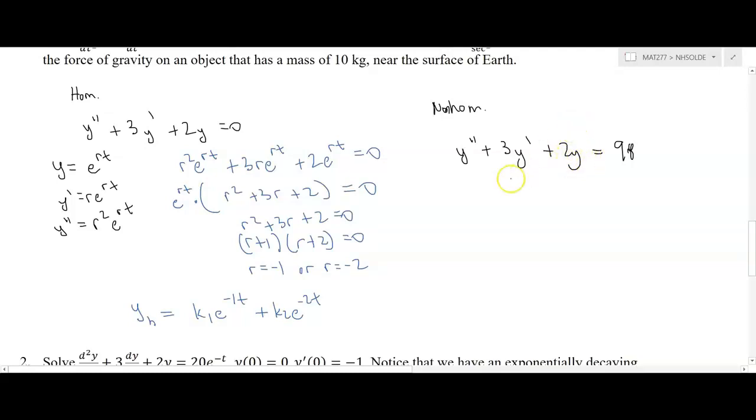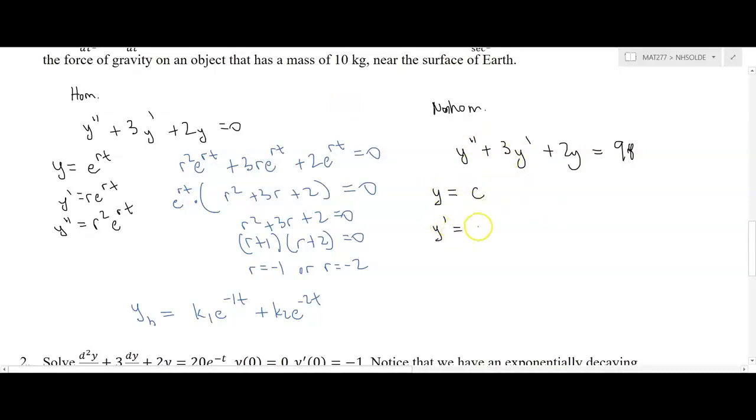And here's why. Let's suppose we let y equal t. Well, that's already a problem because now I have 2t here, and then its derivative is equal to 1, and then its second derivative is equal to 0, so 0 plus 3 plus 2t will not give me 98. So my guess cannot have a t in it. Same thing for t squared. I'm going to plug in t squared here, 2t here, 2 here, and there's no way that a constant plus a linear plus a quadratic will add up to 98. So the only way for this to happen is if y is equal to some constant. So let's go with it and see where this leads us.